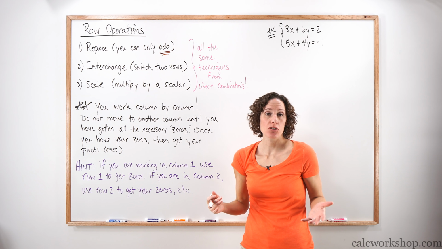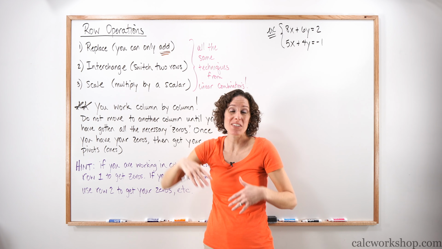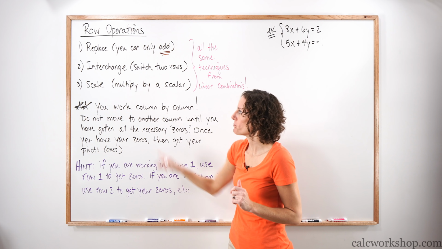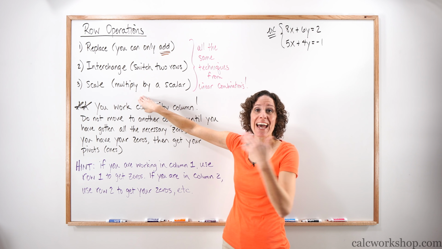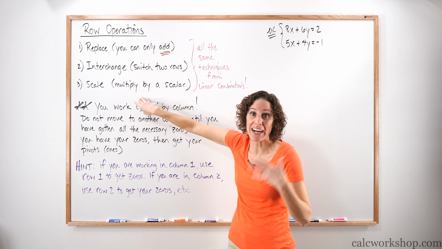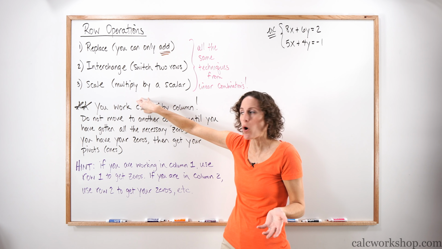But again, we can replace by adding two rows. We can interchange. We can switch two rows, saying, well, why did that equation come up top? Why don't we switch it? Because we can. We can scale. We can multiply any row by a specific number. We can multiply by a positive, a negative, a fraction, whatever we need it to be, to make it bigger or smaller to what we want.